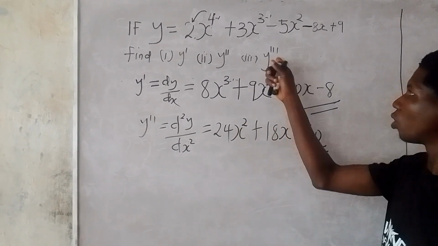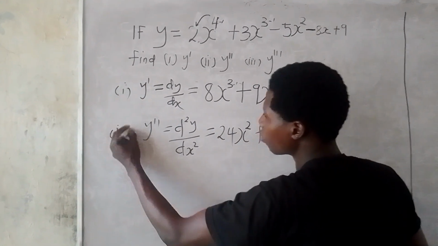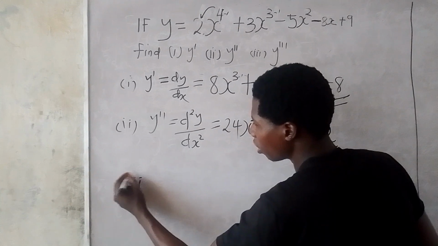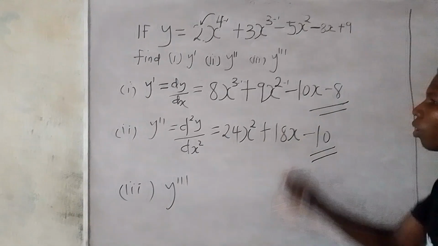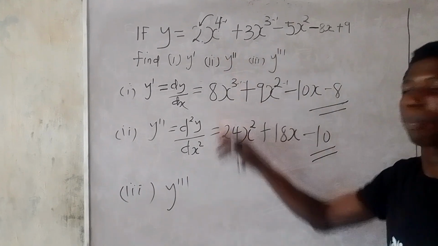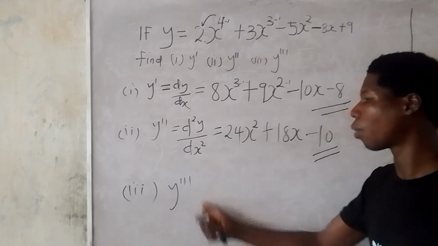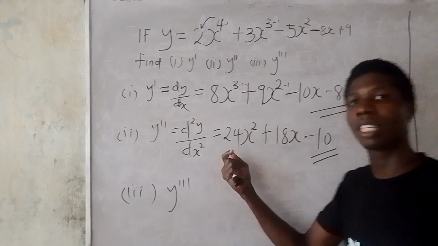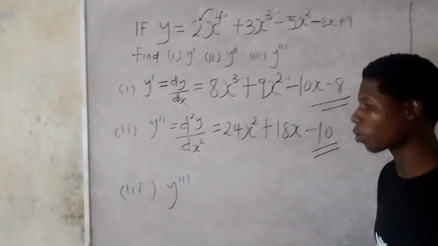Let's proceed to number 3. This is number 1, and this is number 2, and this is number 3. Y prime prime prime. Now, I told you that we are not going back to the original function to get our y prime prime prime. Our y prime prime will give us our y prime prime prime, meaning the second derivative will give us the third derivative. This is what I'm saying.